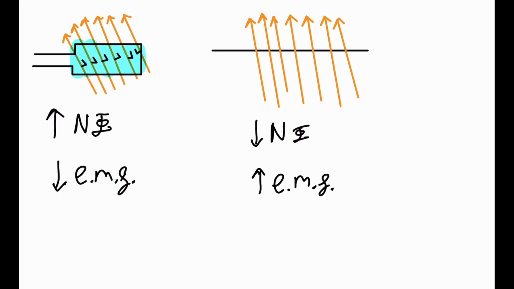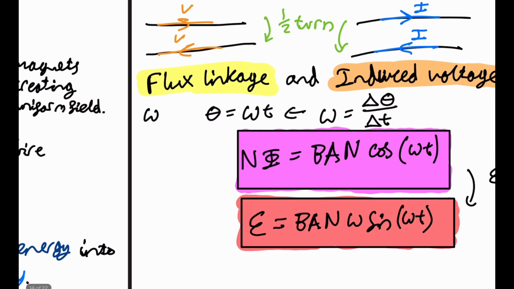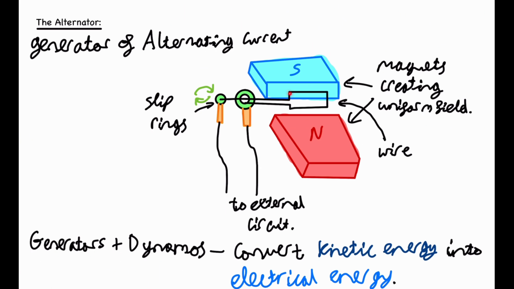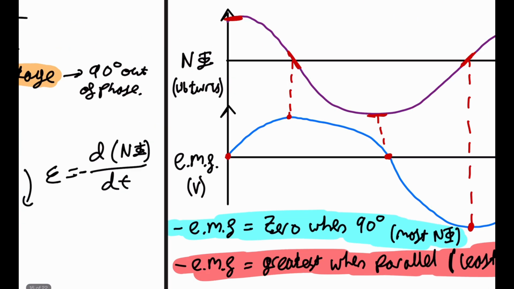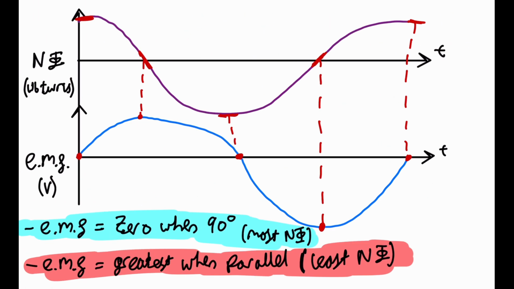And this is because the alternator is constantly rotating and it causes these two equations. Because it is rotating at a constant rate, you get the fact that the EMF is 0 when the coil is 90 degrees to the field, and the EMF is going to be greatest when it's parallel to the field, because of the fact that it's constantly rotating.